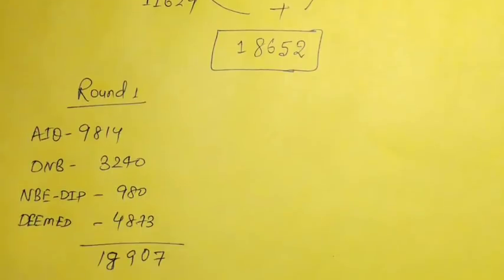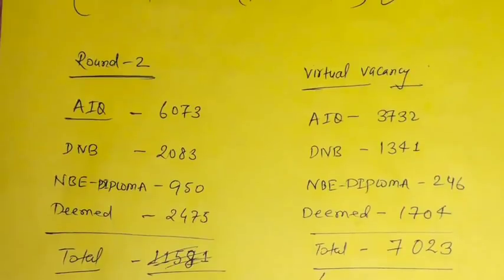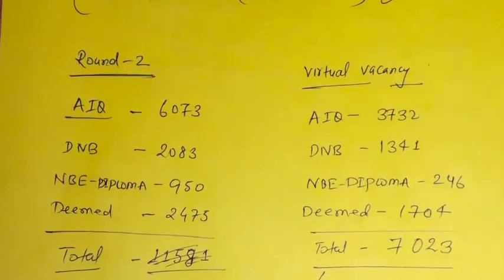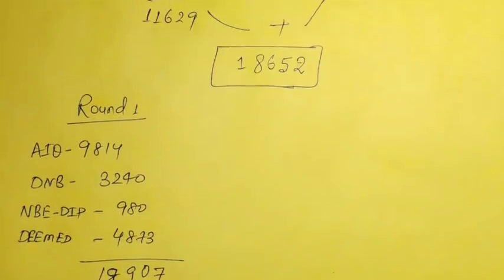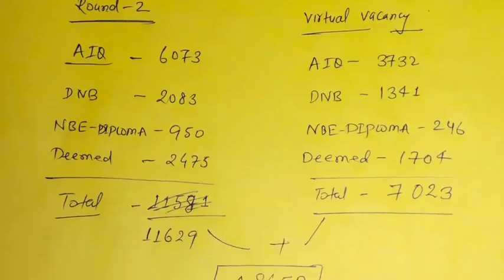In round 1, DNB had 3,240 seats, and let's add up the total number of seats available in round 2, 2083, and the total number of seats taken already where the candidate went for upgradation. So totally it is coming around 3,400 something. If you compare, we expected more seats to get added in DNB, but it's not. We expected some more, like 600 to 700 seats, to get added in DNB also. Likely for deemed universities.